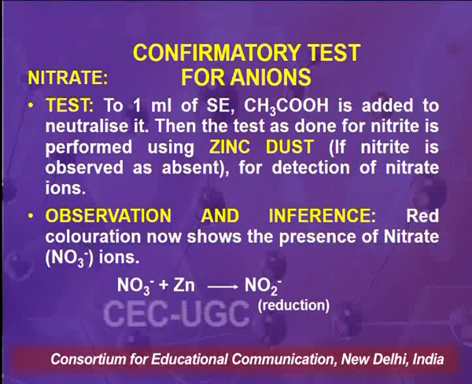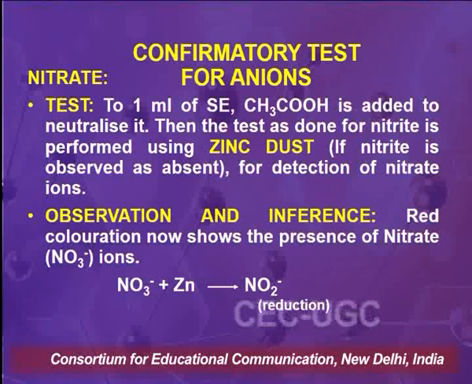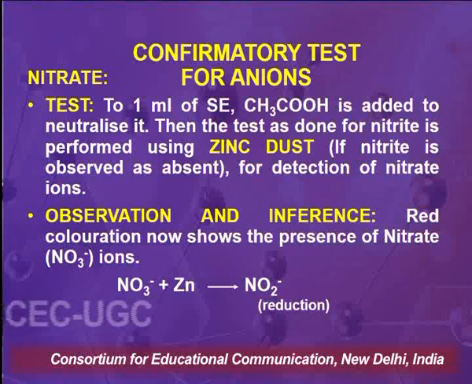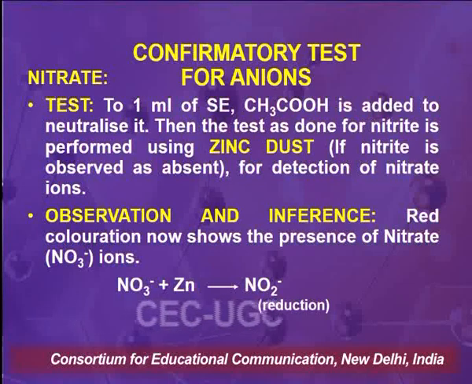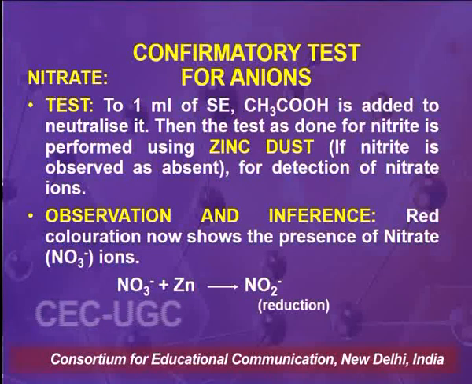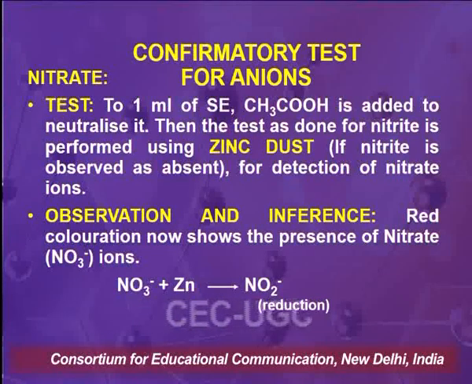So this is how the chemistry involved is to be discussed, that is the nitrate ions react with the zinc dust, which leads to the reduction of nitrate to nitrite, and further to this thiourea is added and ferric chloride is added, which gives the blood red coloration as in continuation with the test for nitrite.